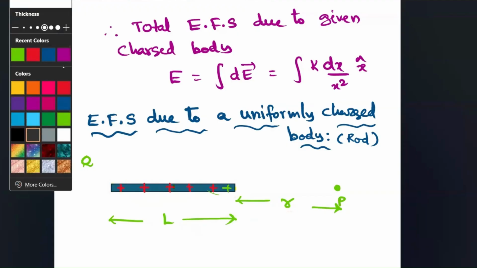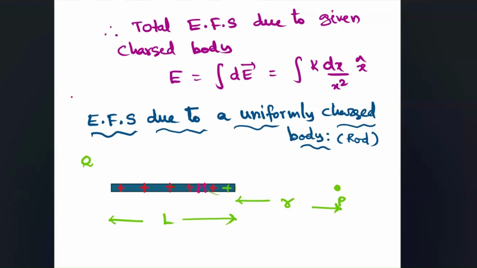What we do is take a small portion which has a charge dq. Total charge is capital Q. A small portion will have dq at a distance x. The point P is at a distance x from the dq. So the small region dq is a point charge now. Okay, dq is a point charge.